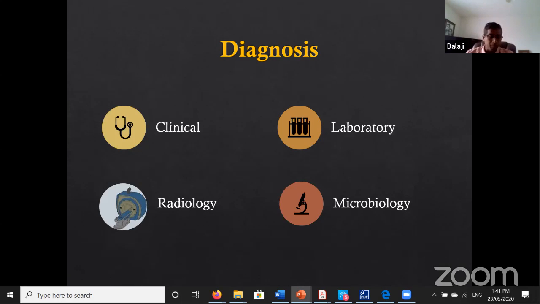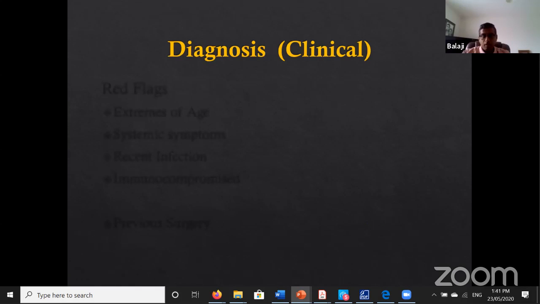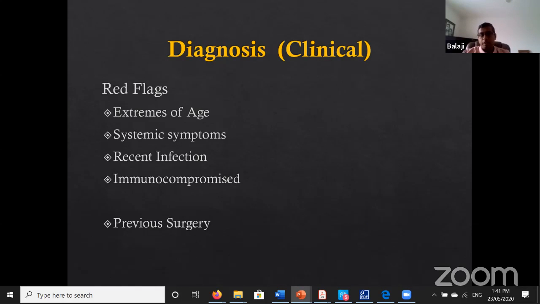How do you diagnose them? So you could do clinical diagnosis, laboratory investigations, radiological investigations, and also microbiology. You need to have a cohort of all of these investigations to help you make a diagnosis. So clinical diagnosis you can make by eliciting a good history inclusive of these red flag symptoms.